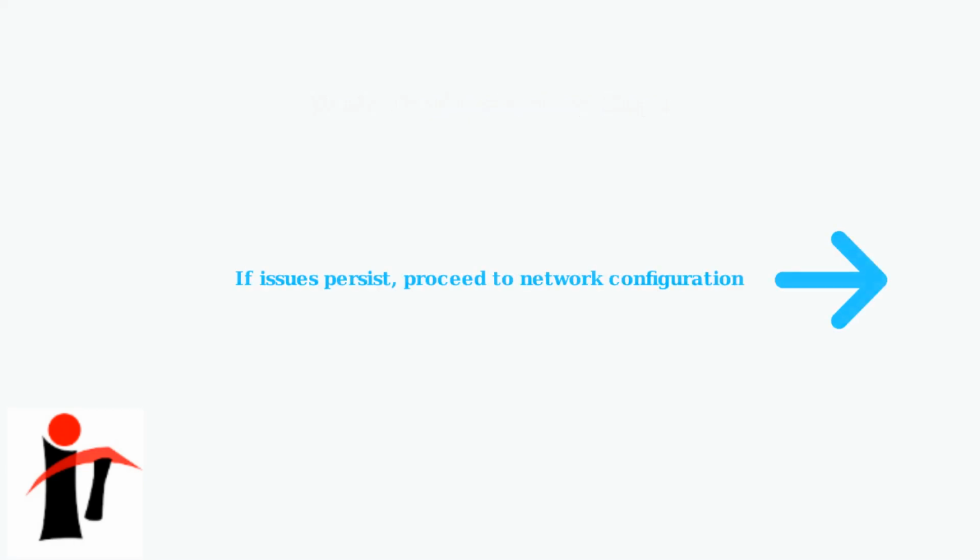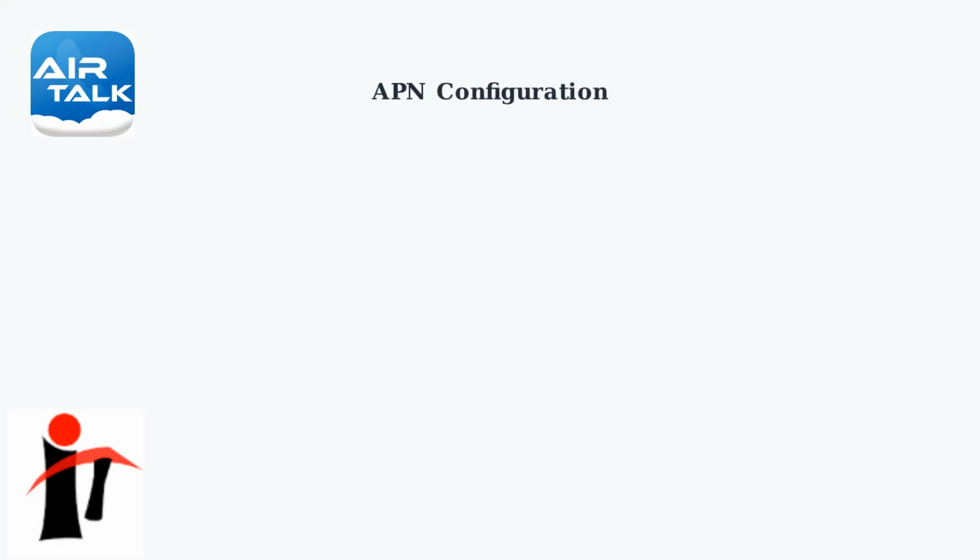If the basic troubleshooting steps don't resolve your no service or activation issues, the next step is to configure your network settings, which we'll cover in the Advanced Solutions section. When basic troubleshooting fails to resolve your AirTalk Wireless SIM issues, the next step is configuring your APN settings. APN stands for Access Point Name, and it tells your device how to connect to the mobile network.